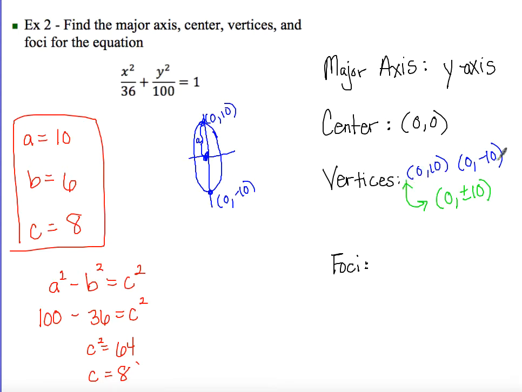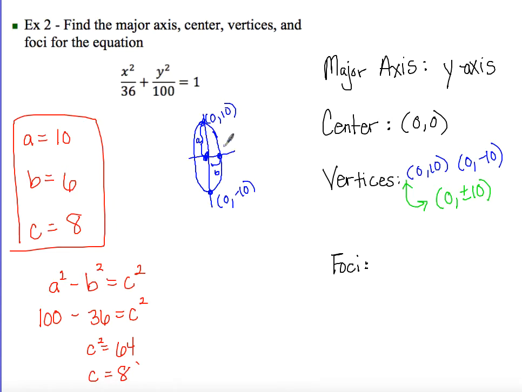If you want to write the blue version, 0, 10, 0, negative 10, or if you want to write it with the plus or the minus, you're welcome to do that as well. So those were our major axis vertices. Let's find the minor axis. Distance to the minor axis, that's the B value, right? A to the major, B to the minor axis, clearly not to scale.